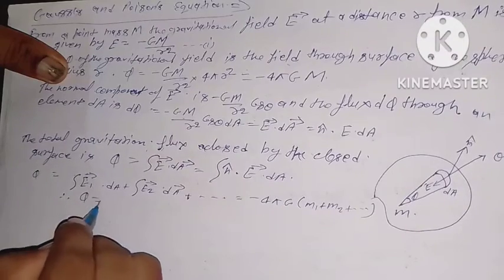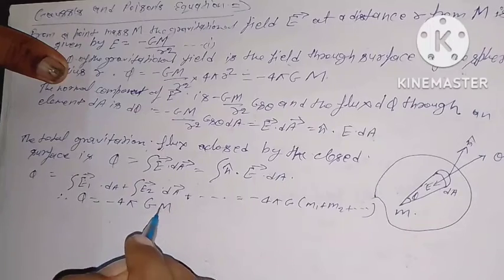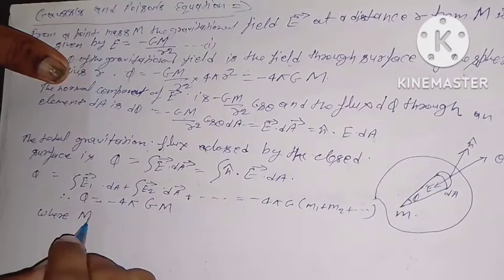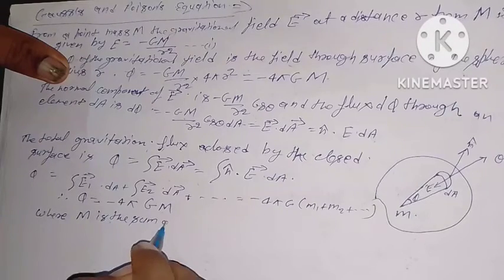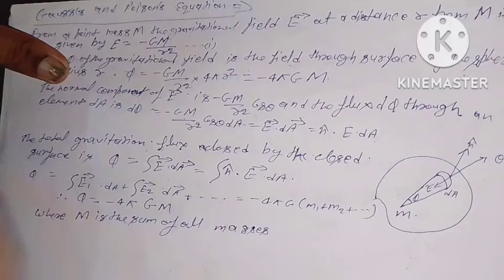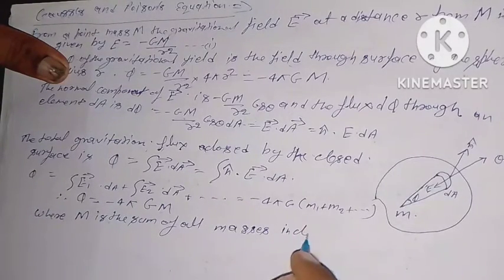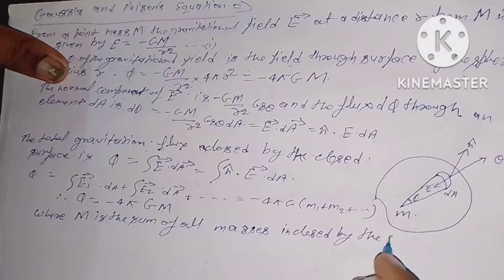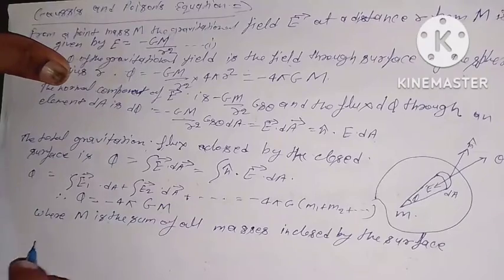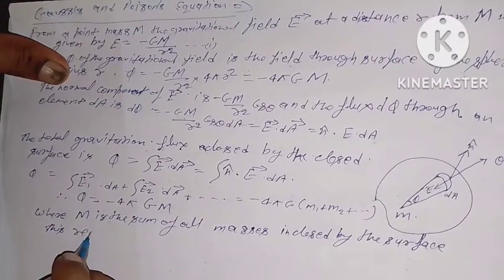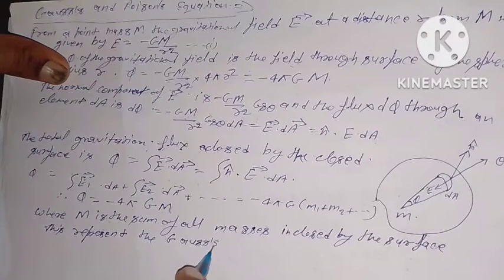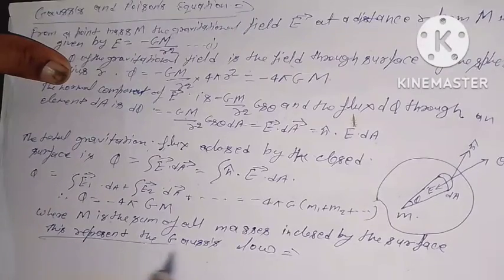So phi equal to minus 4 pi capital G M, where capital M is the sum of all masses enclosed by the surface. This represents the Gauss law.